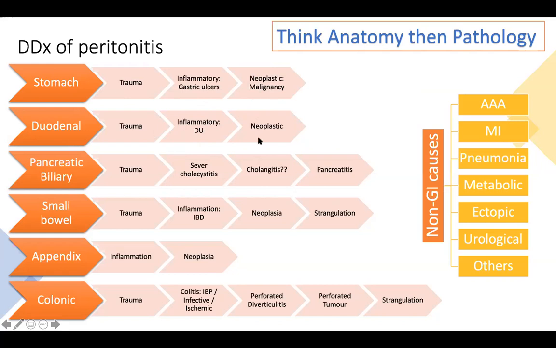It can be neoplastic, a duodenal cancer or other cancer from the pancreas or something causing duodenal injury. It can be pancreatic or biliary, okay? Severe cholecystitis sometimes perforates, okay? That can cause a perforated gallbladder from acute cholecystitis. It can be cholangitis. I've just put 2 question marks. It does not usually cause peritonitis, but can cause peritoneal irritation, definitely, but not that picture.